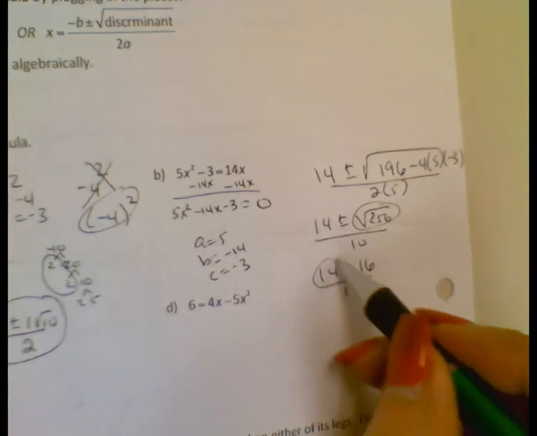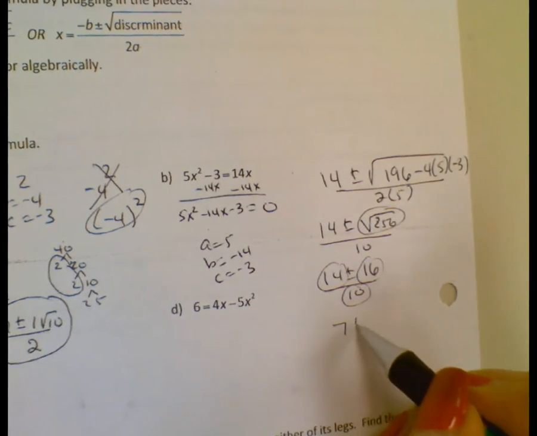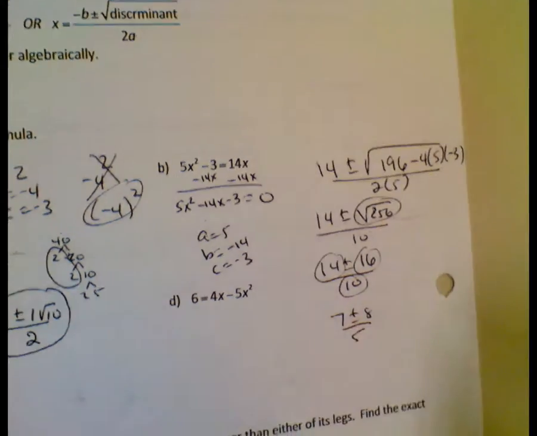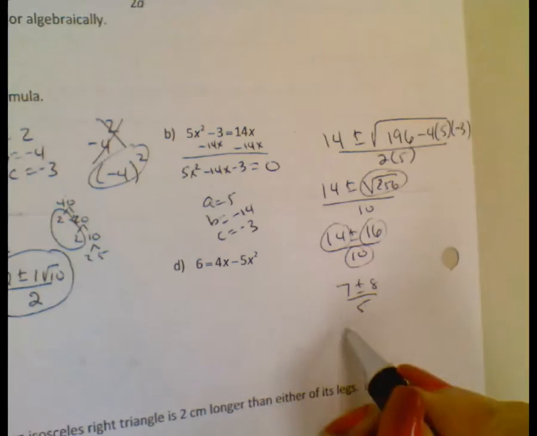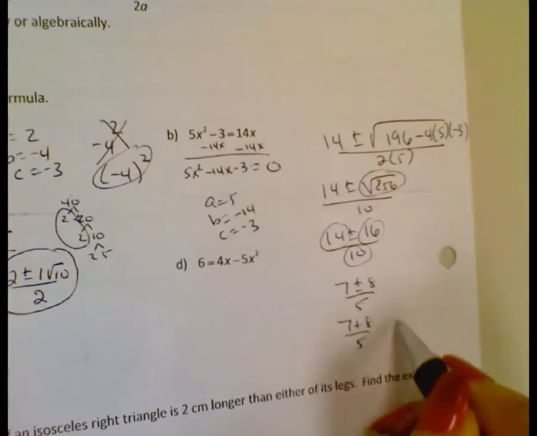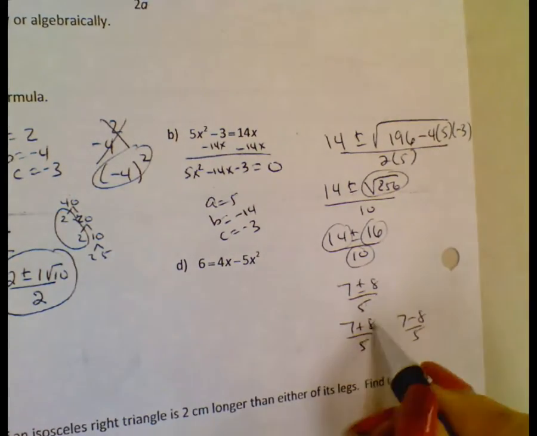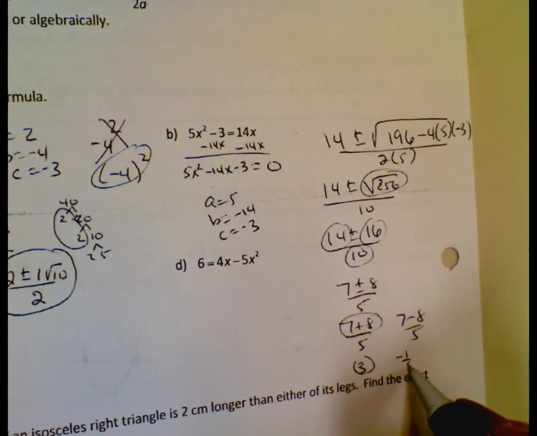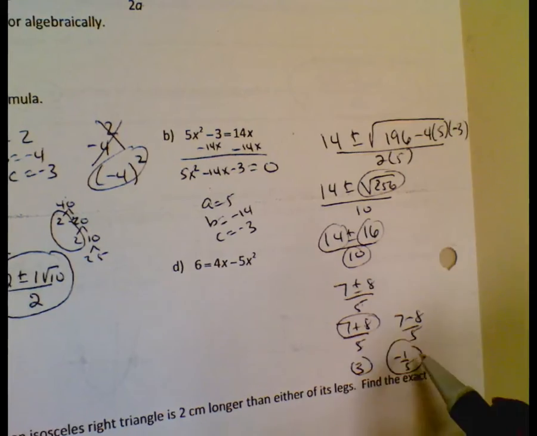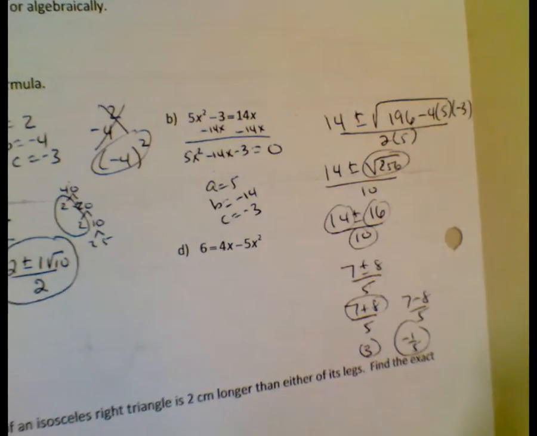This technically is a division triangle, so you could take a 2 out of all of these to make the numbers a little bit easier to work with. You can make it 7, 8, and 5, like take half of all of them, and then split up the plus or minus. So this is 15 over 5, or 3. This is negative 1 over 5. So you just do a little math. It's 3 and negative 1/5 as your answers.